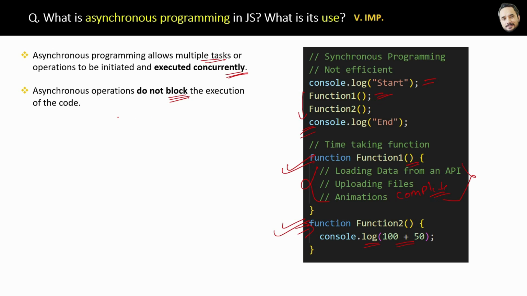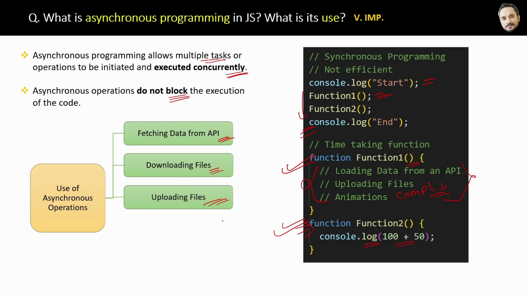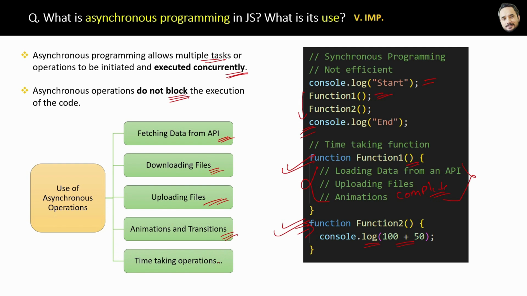Very important point. Now the question is when to use asynchronous programming, in what scenarios in real applications. Okay, so the first can be fetching data from an external API. Second, while downloading large files. Then while uploading large files. Then doing operations like animations and transitions or any time consuming operation. So that is the idea of the use of asynchronous programming.